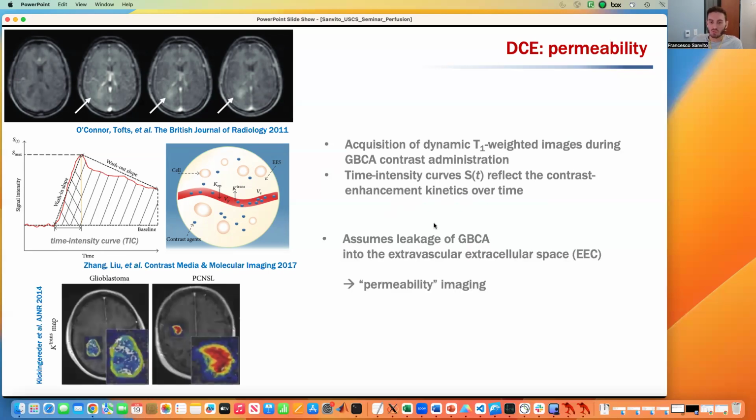This technique assumes leakage of the contrast from the vascular space to the extravascular space, and we call it a permeability imaging technique because it tells us something about the kinetics of the extravasation, of the leakage, of the contrast enhancement from the vascular to the extravascular space. So if we think about the concept that we said before, it's mainly for tumors that do show a contrast enhancement, because we are studying the kinetics of extravasation and leakage in those specific tumors, right?